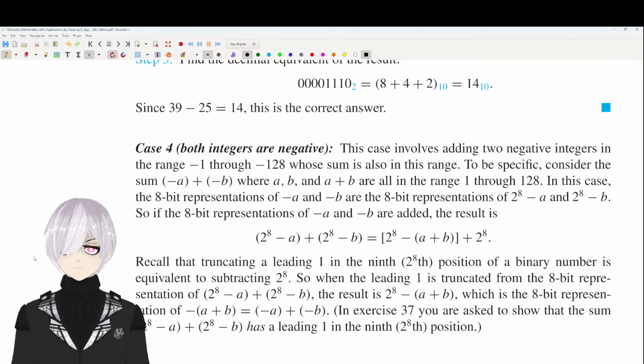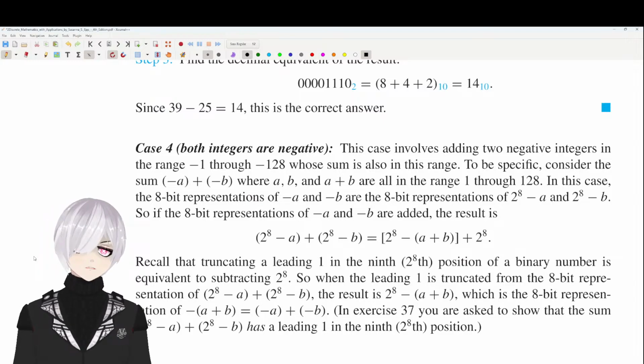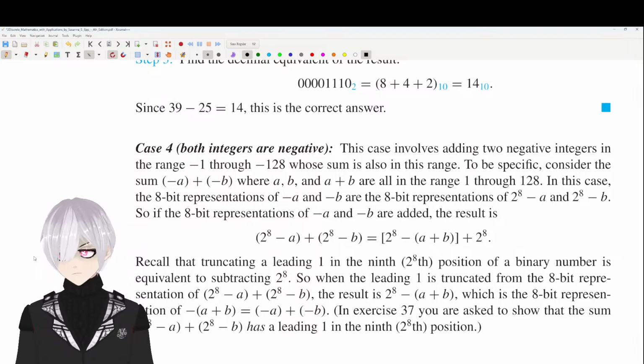Right. So recall that truncating a leading one in the ninth, 2 to the 8th, position of a binary number is equivalent to subtracting 2 to the 8th. So when the leading one is truncated from the 8-bit representation of 2 to the 8 minus a plus 2 to the 8 minus b, the result is 2 to the 8 minus a plus b. Makes sense. Which is the 8-bit representation of -a plus b, or -a plus -b.